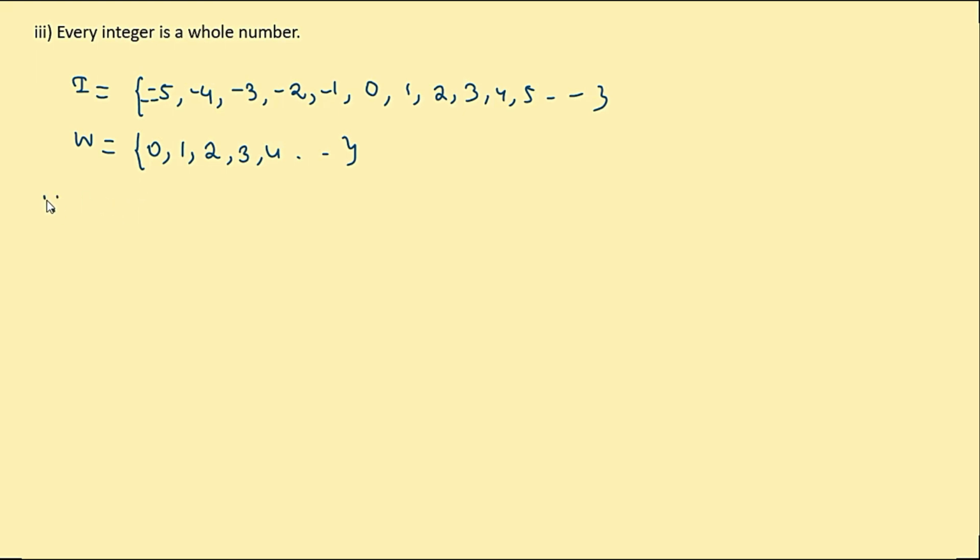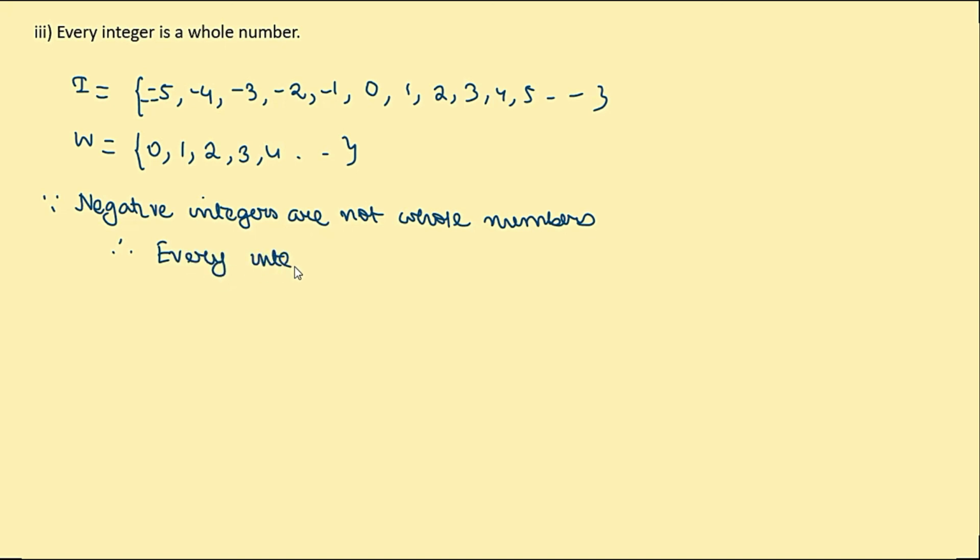Since, so what will you write? Since negative integers are not whole numbers, therefore every integer is not a whole number. So the statement is false.